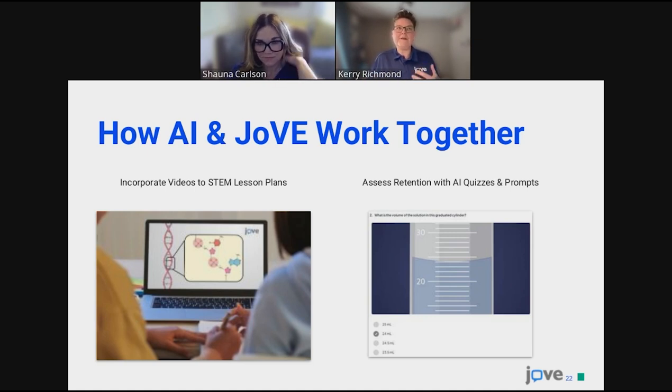You always have that differentiation aspect that you have to bring into your lessons, and sometimes you don't really know how to approach that for every learner. So ChatGPT can definitely help you out with that. So like an example here, you're going to assess retention with AI quizzes and prompts. So you could do an interactive quiz or a discussion prompt using the Jove video on photosynthesis or on the scientific method, anything like that.